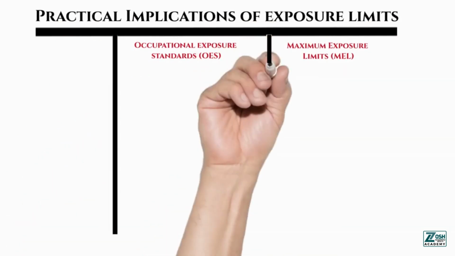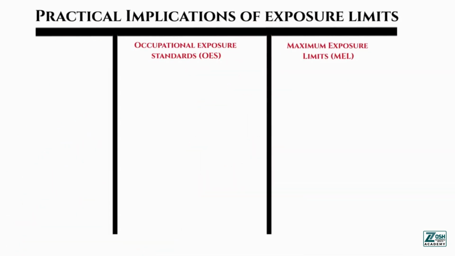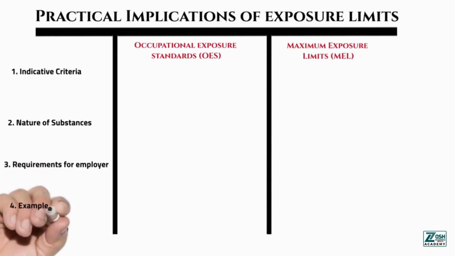Let's compare the occupational exposure standards and maximum exposure limits in terms of 1. Indicative criteria, 2. Nature of substances, 3. Requirements for employers for these limits, and 4. Examples where OES and MEL are applicable.